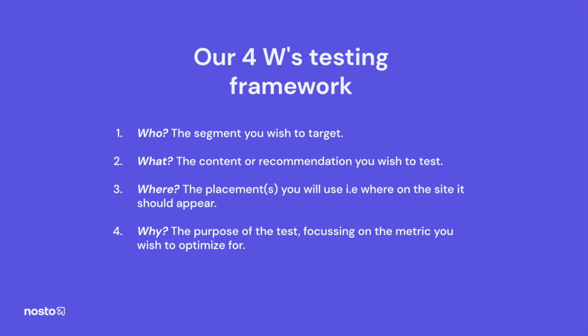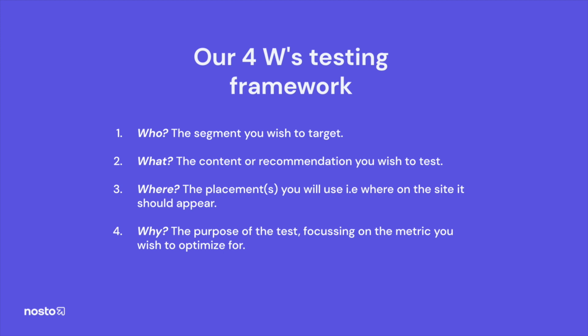So at Nosto, we recommend to consider who, what, where, and why. So first one is who, the segment you wish to target. Then the second one is what, the content or recommendation you wish to test. And then 3, where, the placement or placements you will use, and where on the site it should appear. And then 4, why, the purpose of the test, focusing on the metrics you wish to optimize for. So those are something to really consider and really set up the goals before the test is going to be set up.